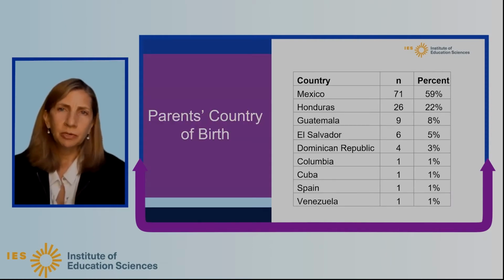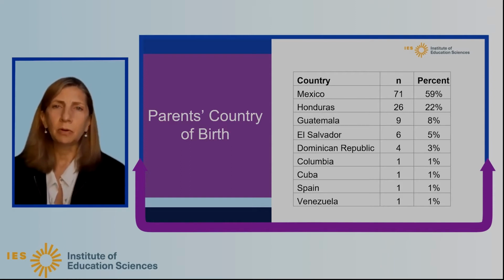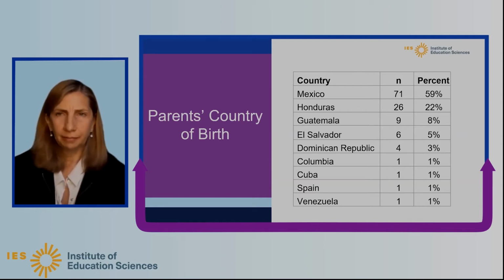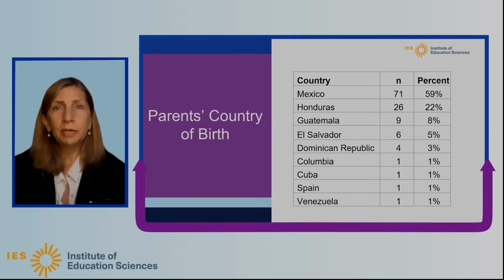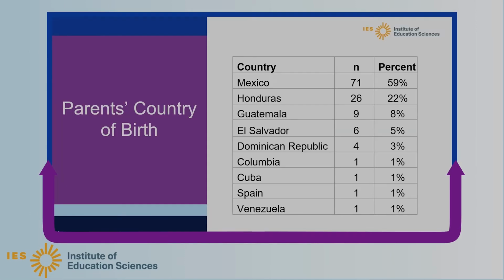We were also interested in learning about the countries, cultures, and backgrounds of the families in the study. And this table shows the parents' responses to the question about their country of birth. As you can see here, 59% of the parents said they were born in Mexico, 22% in Honduras, and 8% in Guatemala. So in our relatively small sample of families who speak Spanish at home, at least 9 different countries and cultures are represented.